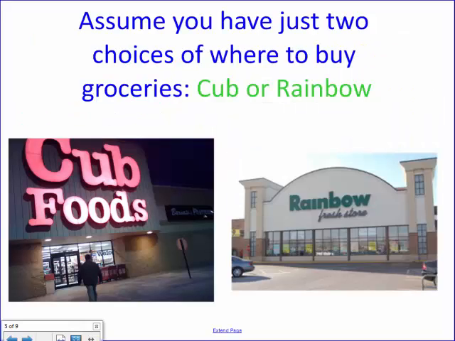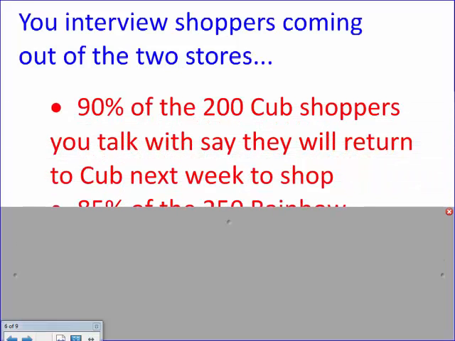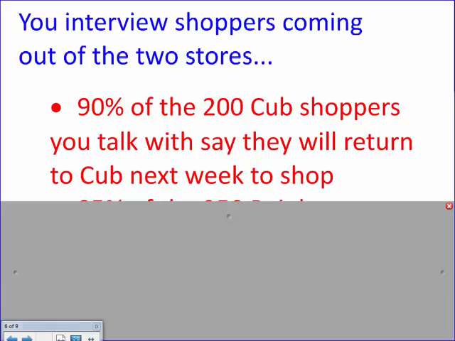All right, so now let's start using some other types of representations here. So it says assume you only have 2 choices where to buy groceries. You can only go to Cub or only go to Rainbow. Those are our only two options. Okay, and we interviewed shoppers coming in and out of the two stores. And what they said was 90% of the 200 Cub shoppers that we talked with say they'll return to Cub the next week.